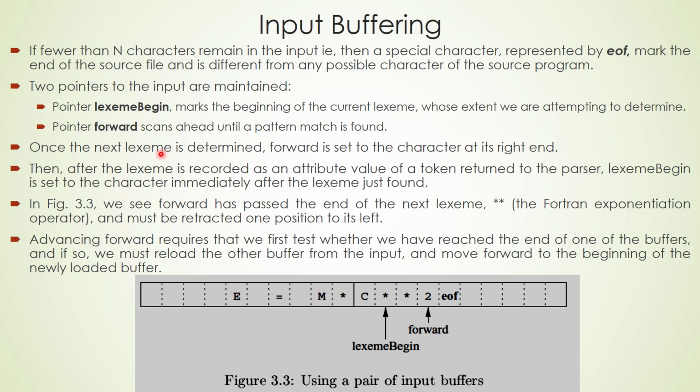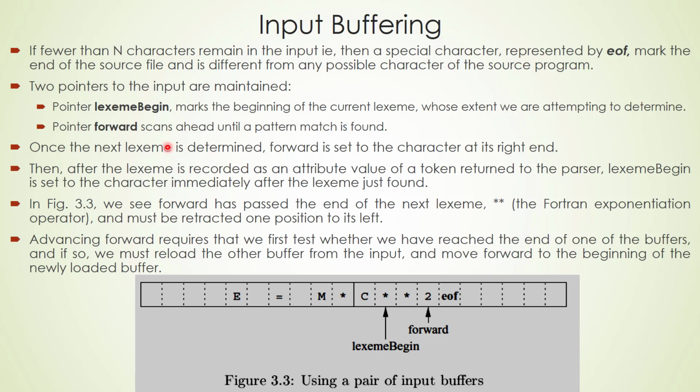Once the next lexeme is determined, forward is set to the character at its right end. Then after the lexeme is recorded as an attribute value of a token returned to the parser, lexeme begin is set to the character immediately after the lexeme just found. So once forward reaches 2, we understood this star as a lexeme. This is the rightmost end character of a particular lexeme star. So once it is recognized, forward will come back and point to the star. That's the meaning of this point.